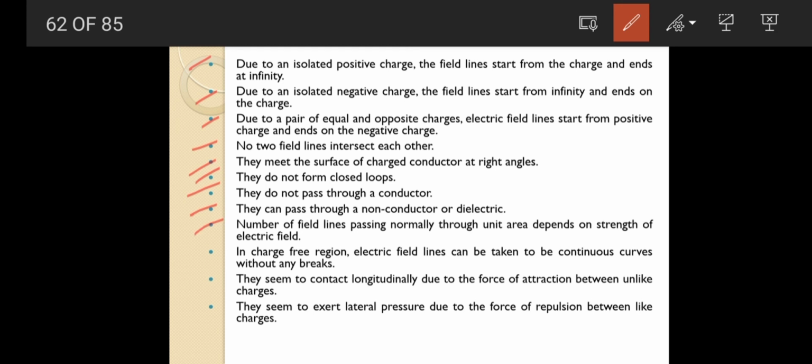Now, the number of field lines passing normally through unit area depends on the strength of the electric field.